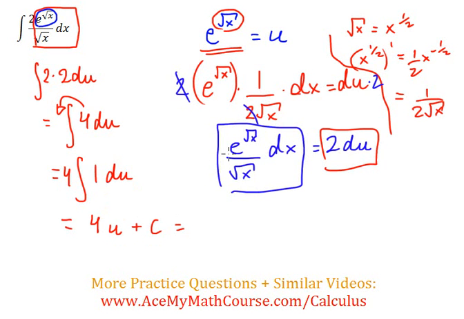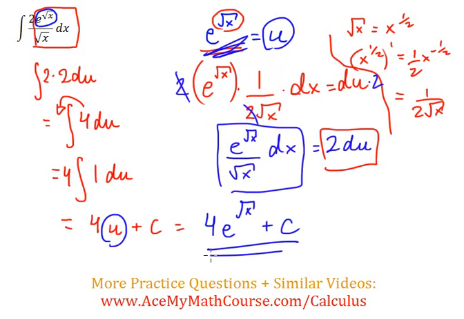How nice. And now, of course, our u was e to the power of root x, so we just finish with 4e. Of course, we need to replace the u for what we had before, 4e to the power of root x plus the constant. And that's it.